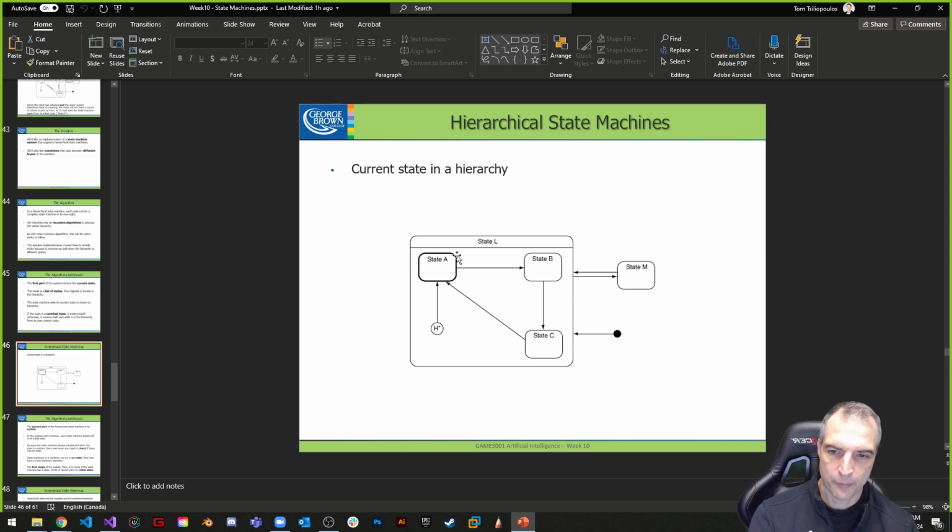This is part of the idea of a recursive state machine. So here's the outer level, where you have state L and state M. And then you have inner states, state A, state B, and state C, which are inside of state L. So state L itself would be the outer layer, and states A, B, and C would be part of the inner layer, whatever those states happen to be.